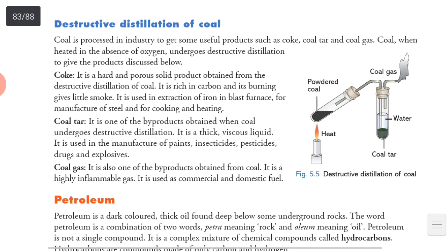Now, destructive distillation of coal. You can see coal is processed in industries to get some useful products such as coke, coal tar, and coal gas. Coal, when heated in the absence of oxygen, undergoes destructive distillation to give the products discussed below. Coke, coal tar, and coal gas will be obtained.